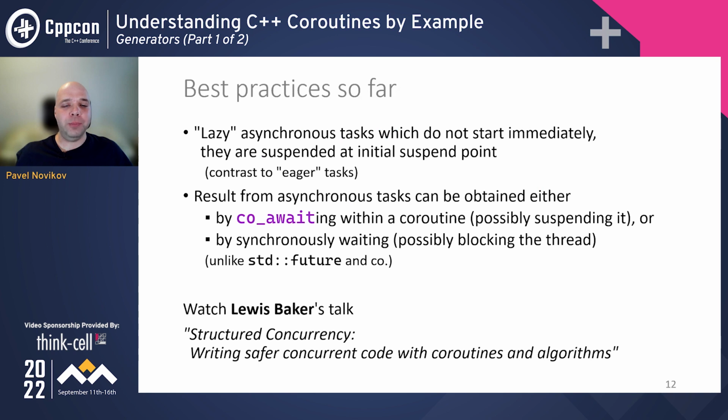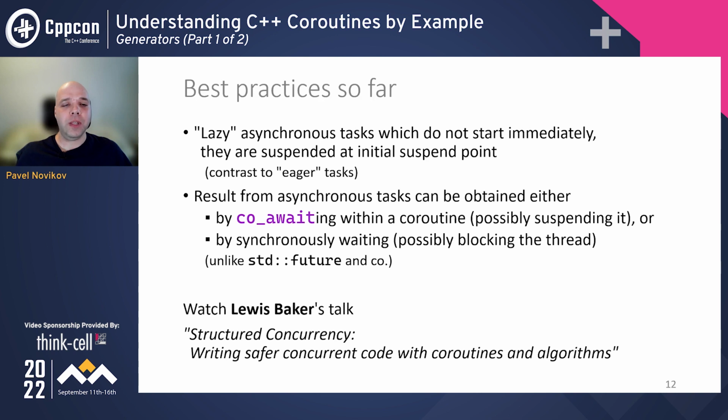So the best practices that I have to mention loosely consider generators, but nevertheless. The first part is that asynchronous tasks should be lazy. It solves a lot of problems like concurrent access and whatnot. That is in contrast to eager tasks that start the execution at the moment when you call a coroutine.